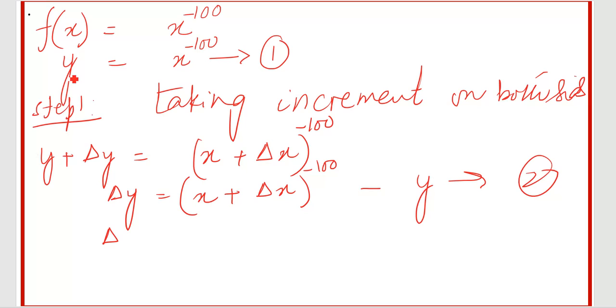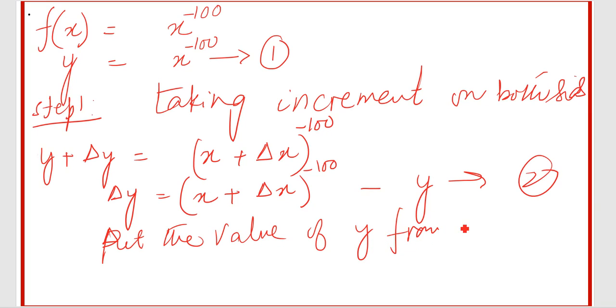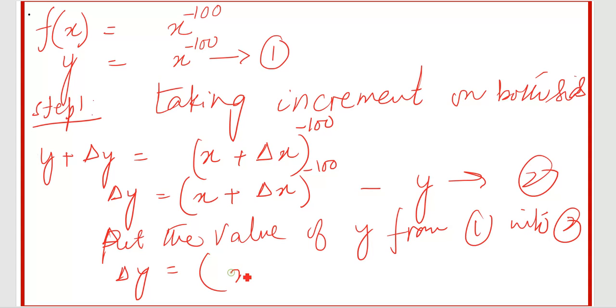Now as I said that y is equal to x raised to power minus 100, so this value of y I am going to put here. Here you have to write down, put the value of y from equation 1 into 2. So here we will have delta y is equal to x plus delta x whole power negative 100 minus, instead of y I am going to write down x raised to power minus 100. So this is our first step.